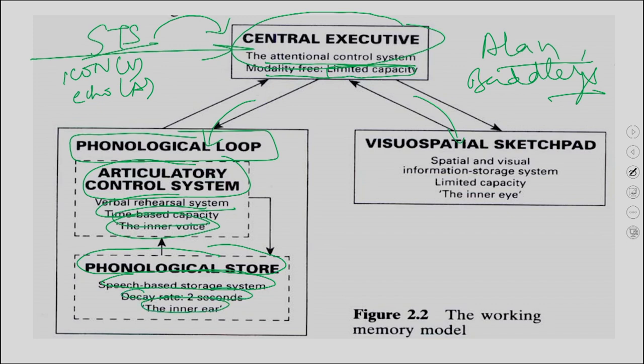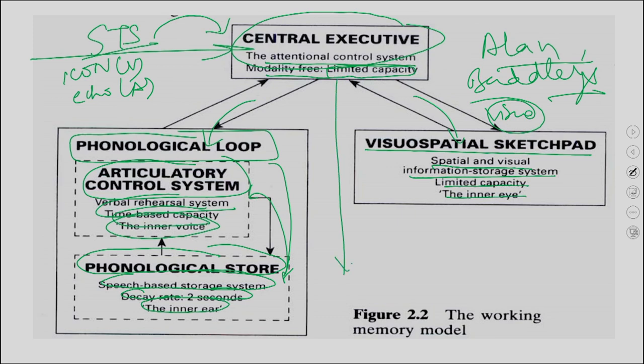Information which is auditory in nature, which is echoic information, is pushed onto the phonological store. And what the phonological store does is take this information and keep on rehearsing or repeating it through the phonological loop. Information which is of the visual nature is pushed onto something called the visuospatial sketchpad, which is a spatial and visual information storage system, has limited capacity, and lies in the inner eye.